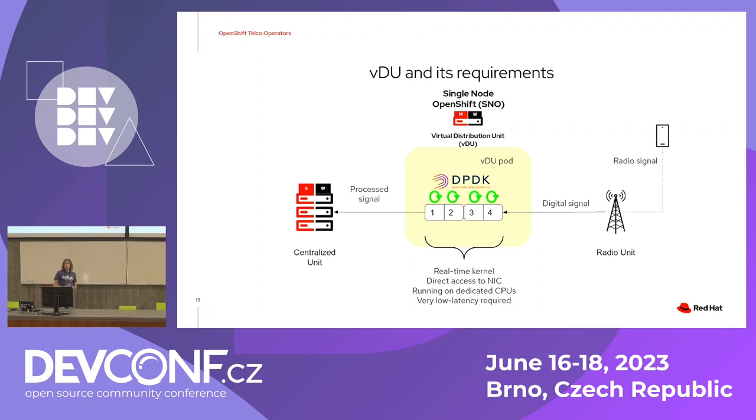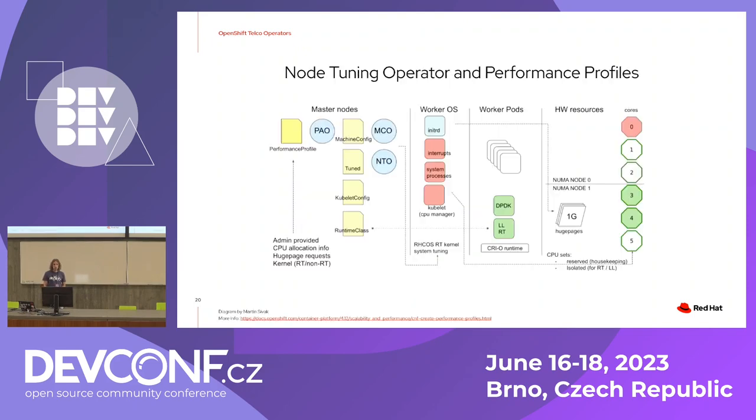Also, they need to access the network card with a very high throughput of data, so they will access it directly, not passing through the kernel. For that, they use DPDK, which allows them, with some special network cards, to do this kind of thing. So this kind of tuning is what makes this vDU a single node OpenShift use case. Especially that is why I am focusing the presentation on this. And here the previously listed operators come into action.